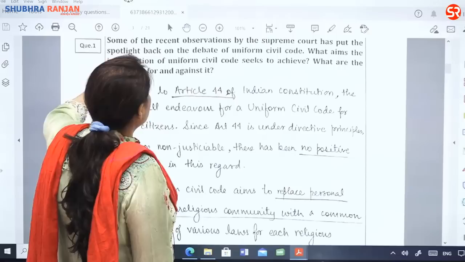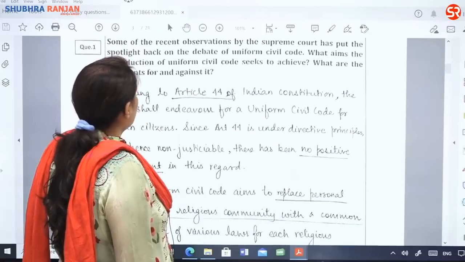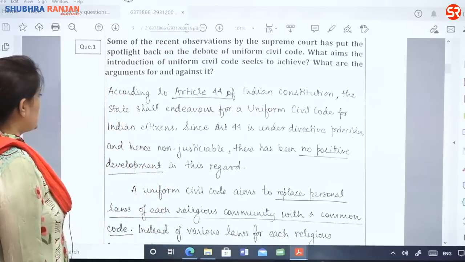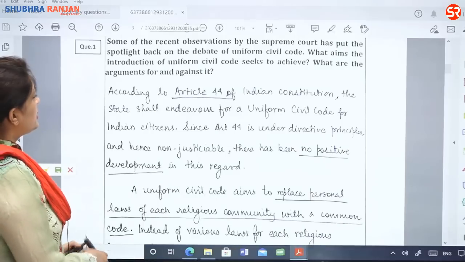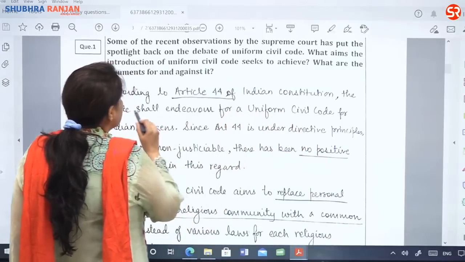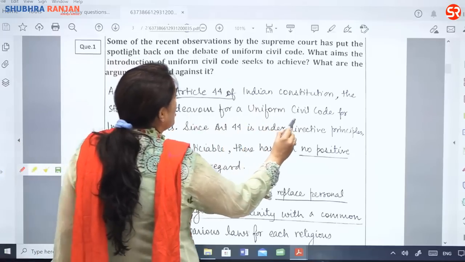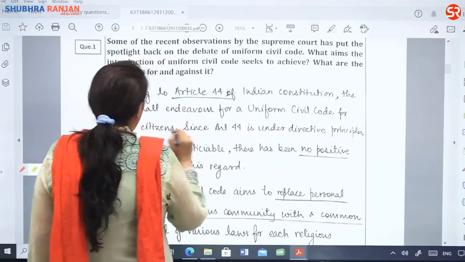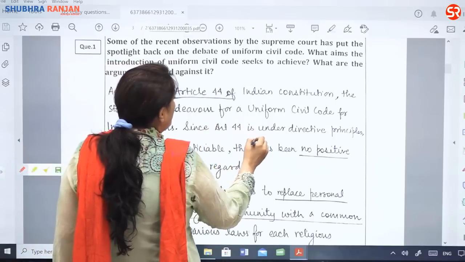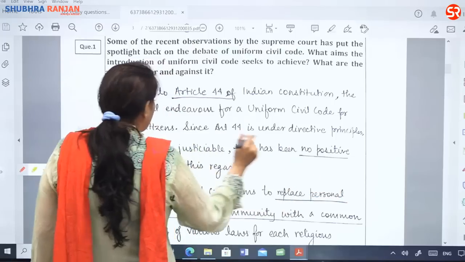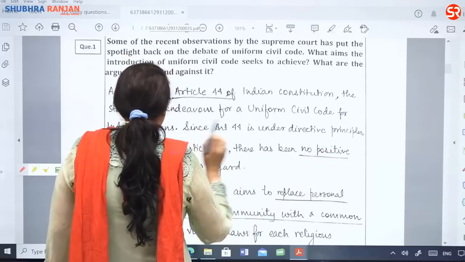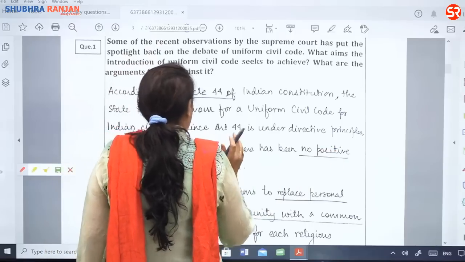Some of the recent observations by the Supreme Court has put the spotlight back. Now let us see how this person has started. So according to Article 44 of Indian Constitution, the state shall endeavour for a uniform civil code for Indian citizens. Since Article 44 is under the directive principles, hence non-justiciable, there has been no positive development in this regard.